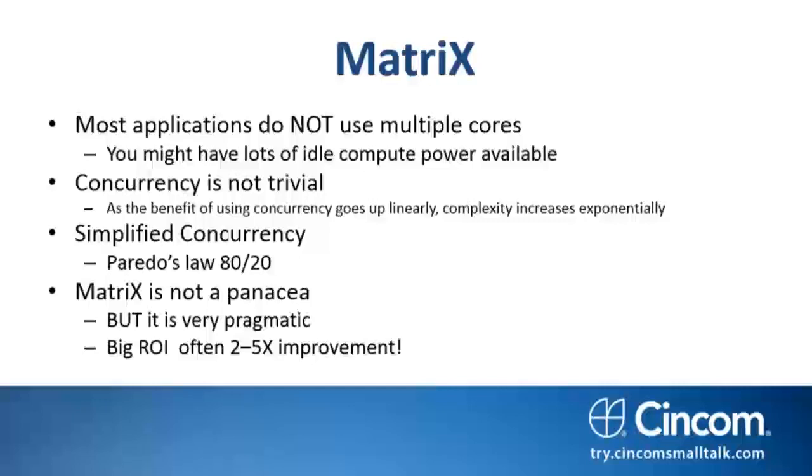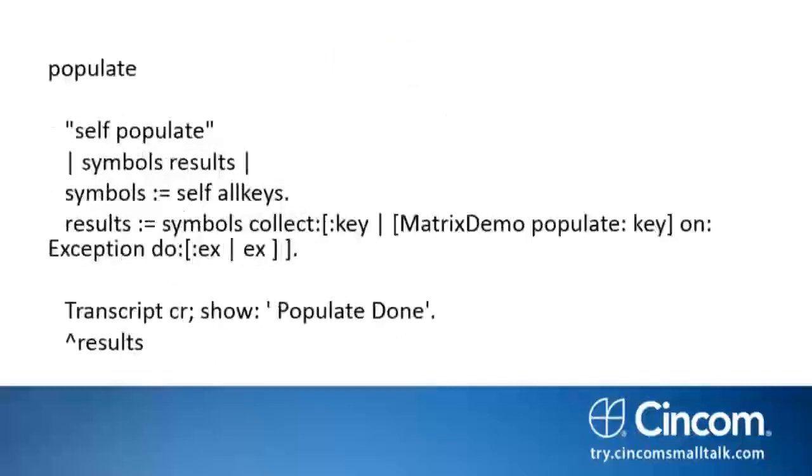So MatriX is a simple way to get a big bang for your buck by using concurrency. And we like to quote Pareto's law: you get basically 80% of the benefits with 20% of the pain. So MatriX is not a panacea. It won't solve every problem. You can't use it in every scenario, but it works in a lot of situations, and where it works, it tends to work very well. It's a very simple, pragmatic solution, and lots of our customers are reporting back they're getting 2 to 5x performance improvements by using MatriX. So let's go to a code example.